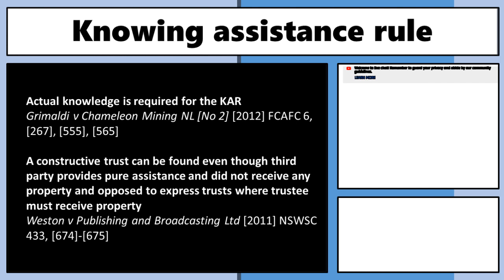So there's two things to note in terms of this distinction between the knowing assistance rule and the knowing receipt rule. The knowing assistance rule requires knowledge to be proved, whereas the knowing receipt rule can be actual knowledge or constructive knowledge, which I'll get to in a minute. So just make note, this is the sort of thing you have to mention exam-wise. Actual knowledge is required for the knowing assistance rule.